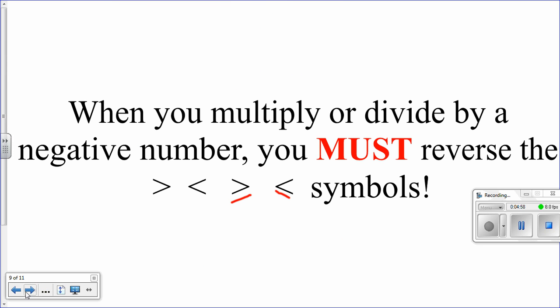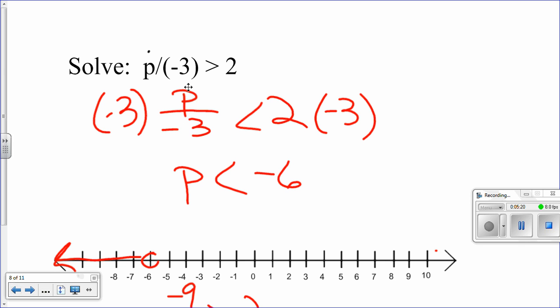When you multiply or divide an inequality by a negative number, you must reverse the symbol. If it's greater than, it becomes less than. If it's greater than or equal to, it becomes less than or equal to. This, see, red, super important. You have to remember that. And it's only when we're dividing or multiplying by a negative on both sides.